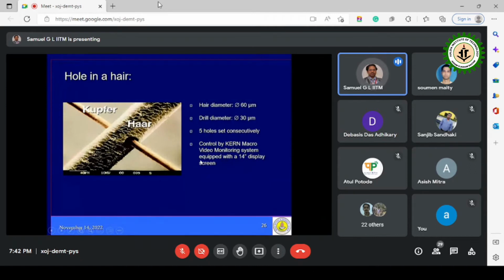Then there is an interesting product which you have seen. We have a machine called the Kern machine tool, which is an ultra high precision, high speed machine, where the spindle rotates at 1.6 lakh RPM, and they use conventional tools up to a diameter of 30 micrometers, and the hair diameter usually will be around 100 micrometers.